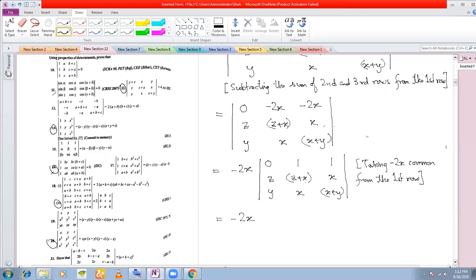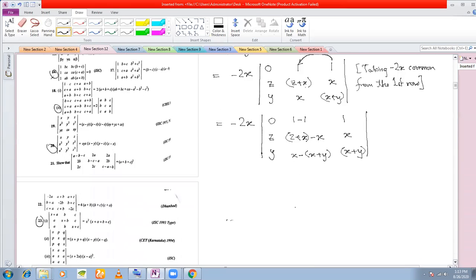And now what to do with this determinant? You got a 1, 1 in the first row. So if you subtract the third column from the second, will we get another 0 in the first row? 1 minus 1, then you get z plus x minus x, and then x minus x plus y. Right? So we got two zeros now.